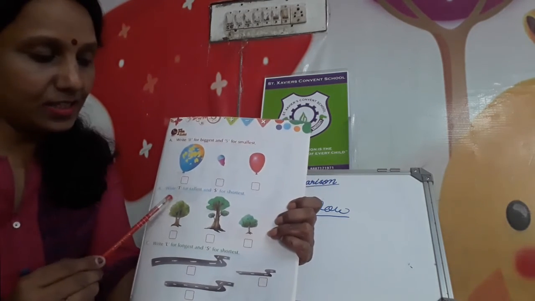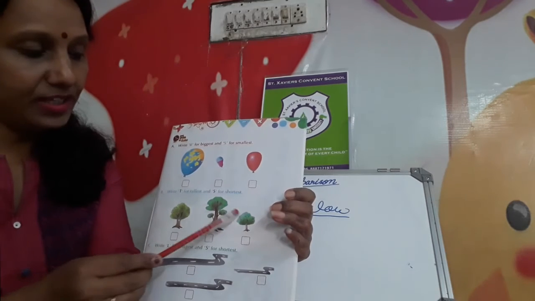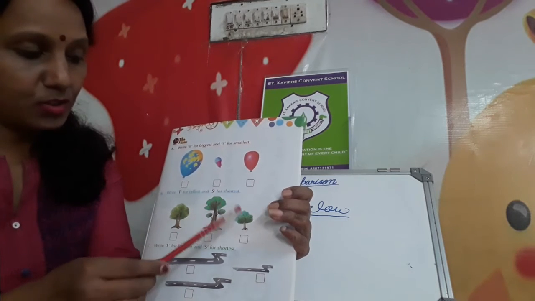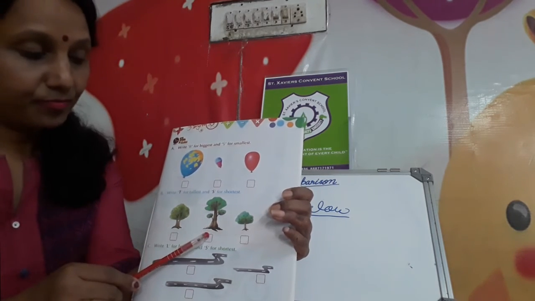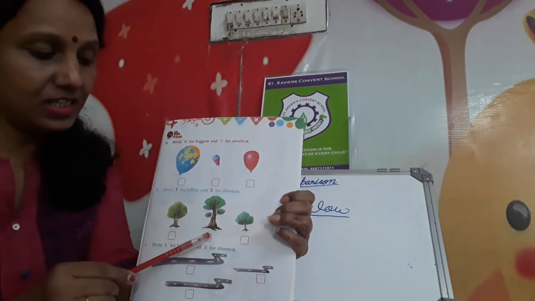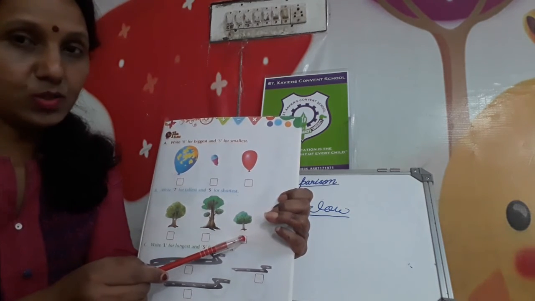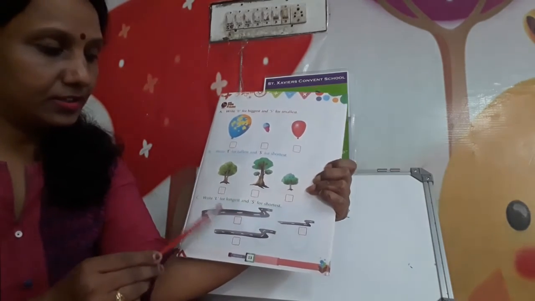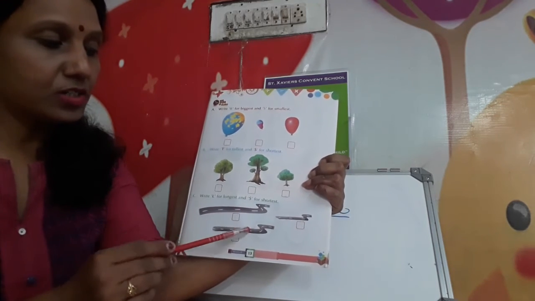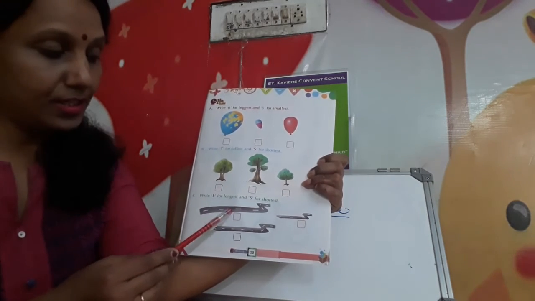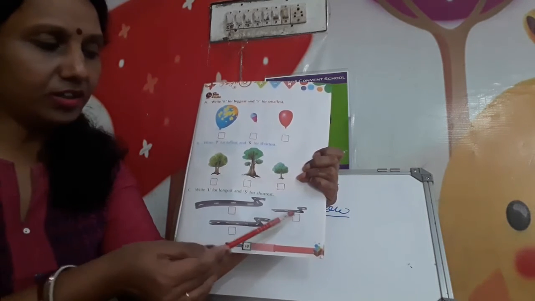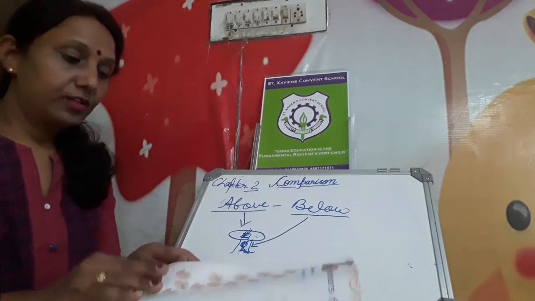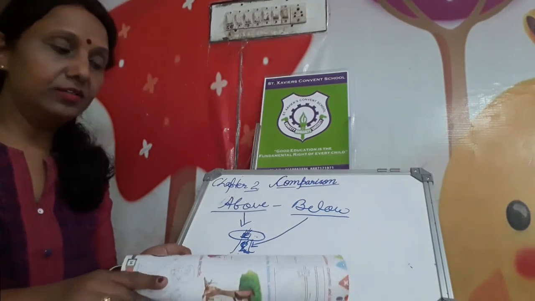In exercise 2 you see 1, 2, 3 trees are there. T for the tallest one and S for the shortest one. Which tree is the tallest one? The middle one. You write T here, and the shortest one, the last one, you write S here. Here you write the longest and the shortest. 1, 2, 3, three roads are there. The longest road, this one, you write L. The shortest road, this one, you write S. Alright? So, study this comparison well.